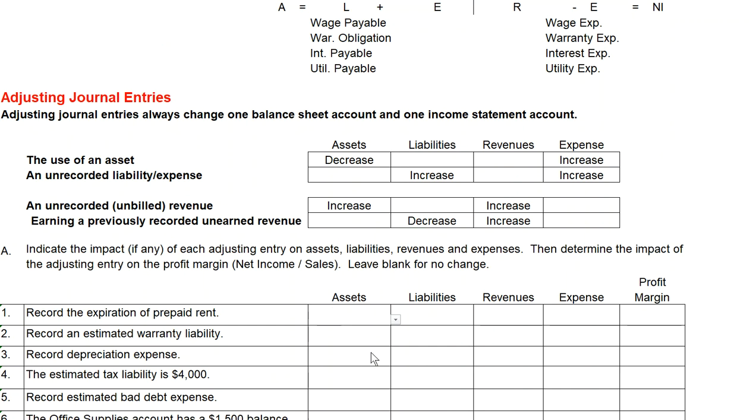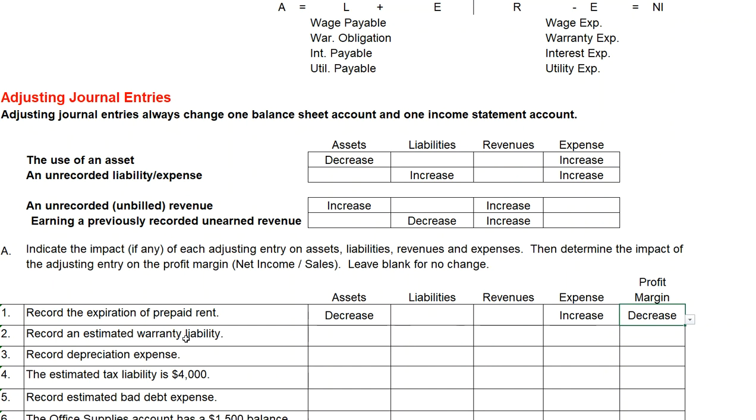Let's go ahead and look at some basic adjusting entries. Record the expiration of prepaid rent. We have a decrease in assets and an increase in expenses. And of course, that will decrease our profit margin.